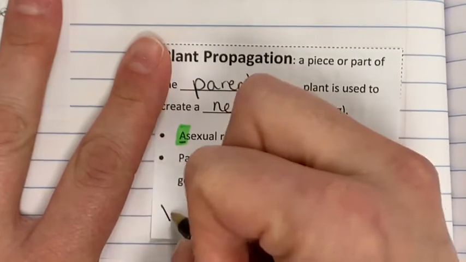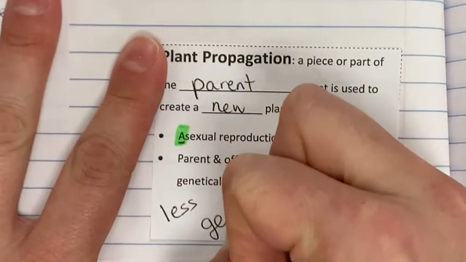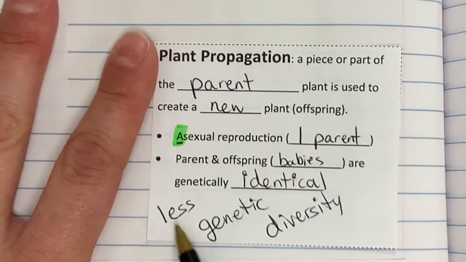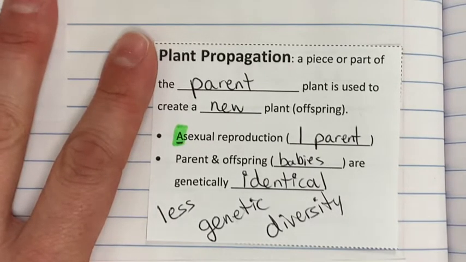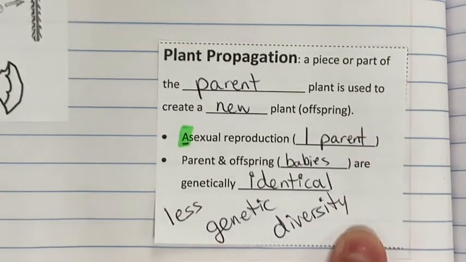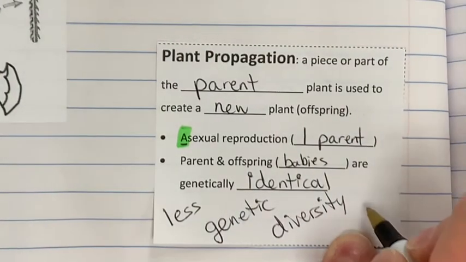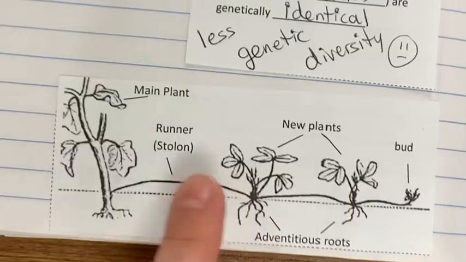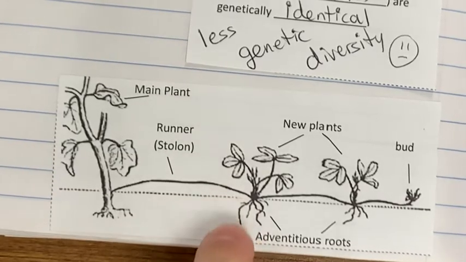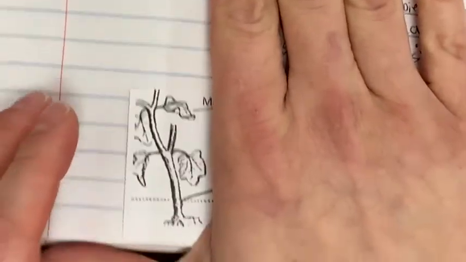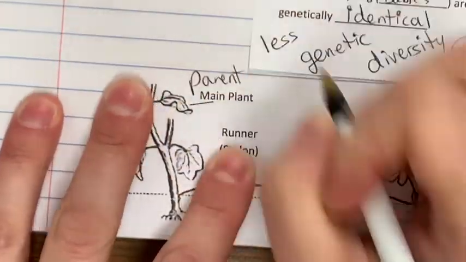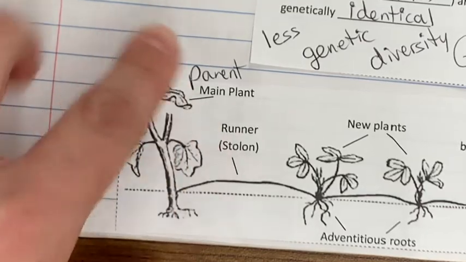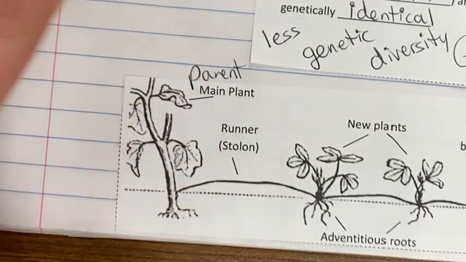This results in less genetic diversity. Variety is what? Good. Less variety, not so good, okay? It's still reproducing. Reproduction is good, but less genetic diversity, not the best option. This is one form of plant propagation. So you start over here with the main plant, the parent plant, okay? That plant's growing, it has its stem, it has its leaves, it has its own little root system. It's a happy growing plant.